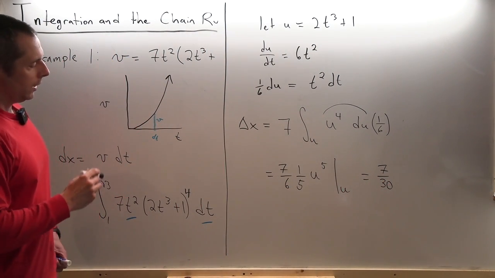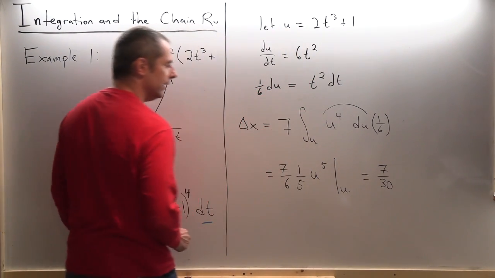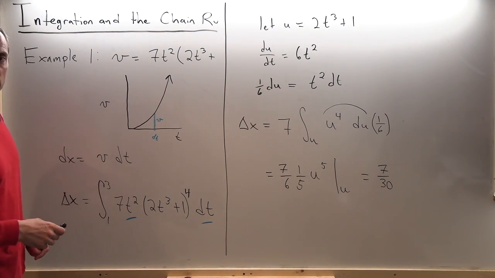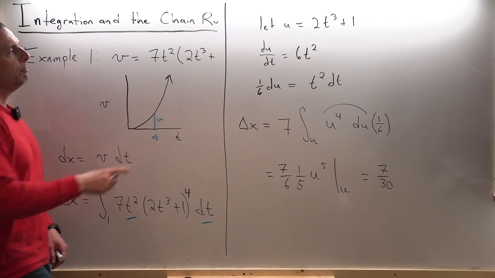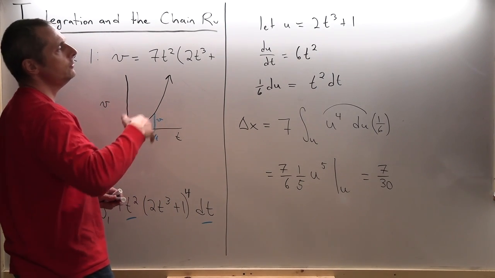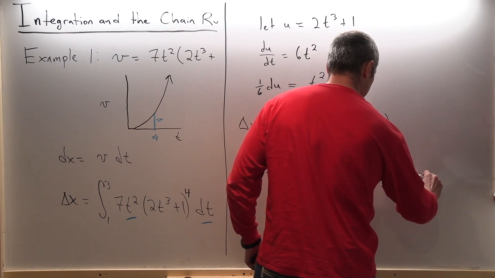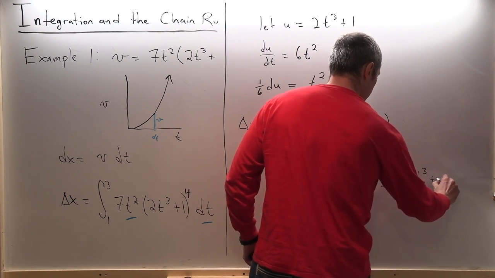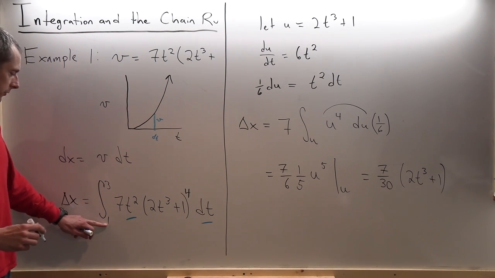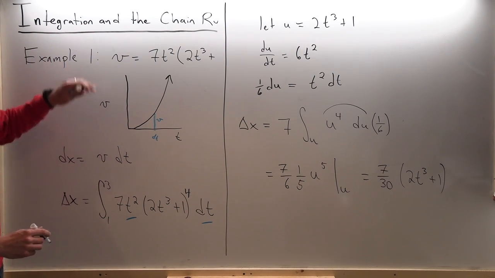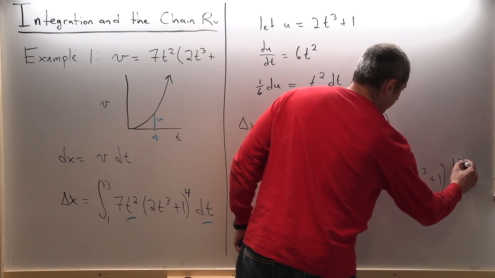And then what I'm going to do is, now that I used u to allow me to integrate, I don't need it anymore. It's just like a temporary variable to allow you to integrate. So I put back what u is, 2t cubed plus 1. And then recall that the limits are from 1 to 3 seconds. I want to know how far it goes between 1 second and 3 seconds.